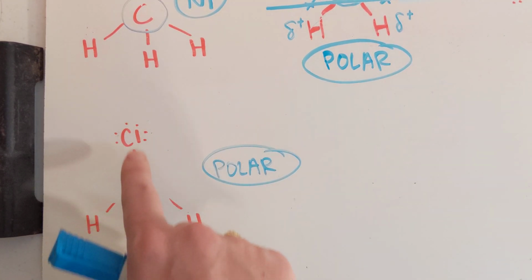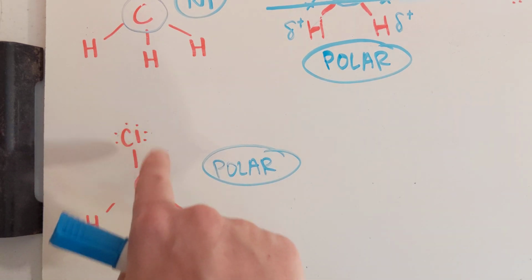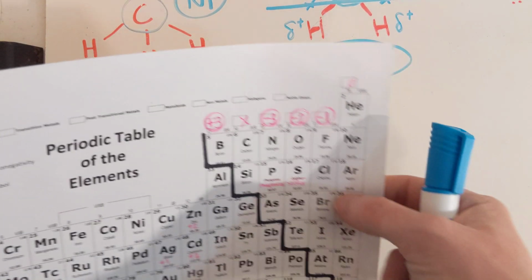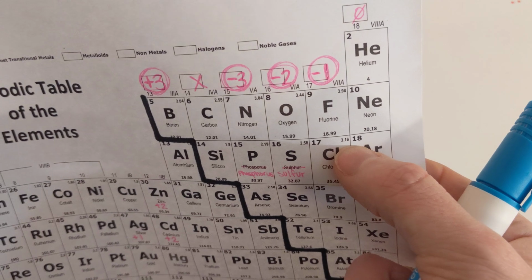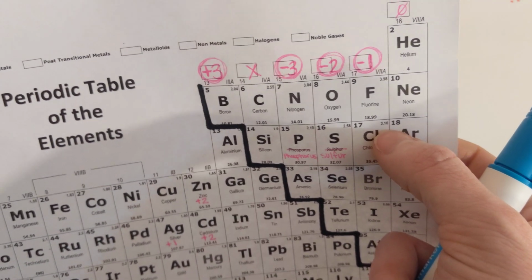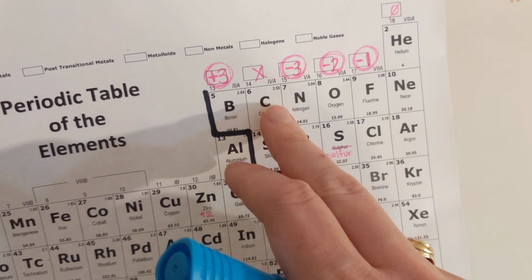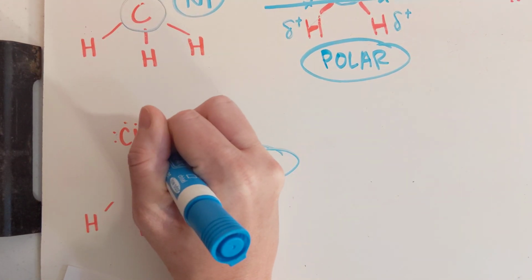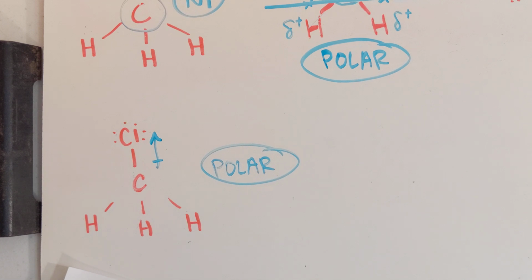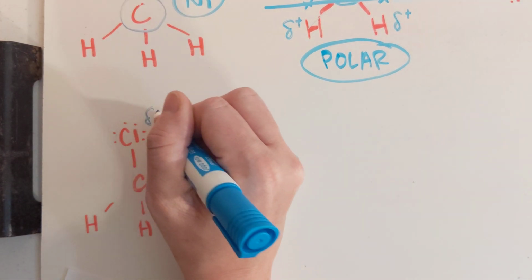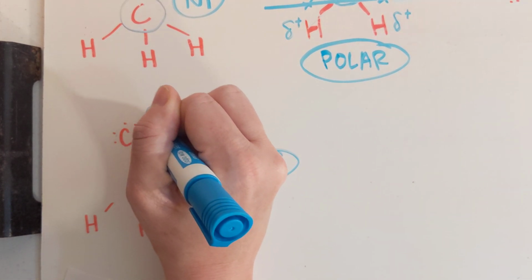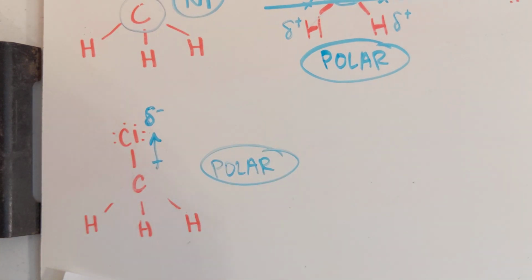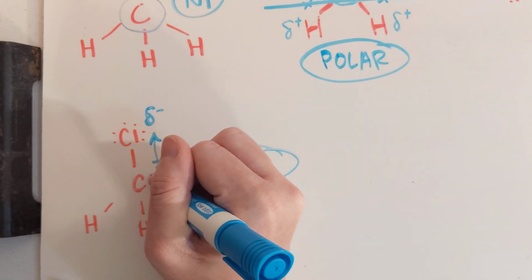You just compare them. So I've got my chlorine and carbon. So chlorine has a 3.16. Carbon has a 2.55. So chlorine's number is bigger. Chlorine hogs the electrons away from carbon, making it slightly negative. Kind of ugly, sorry. And that makes the carbon slightly positive.